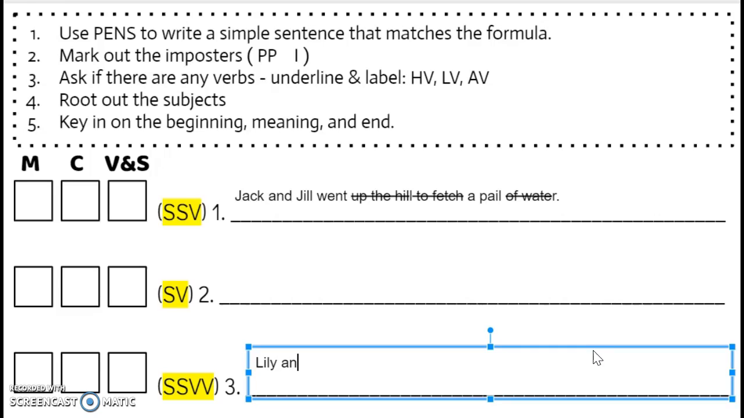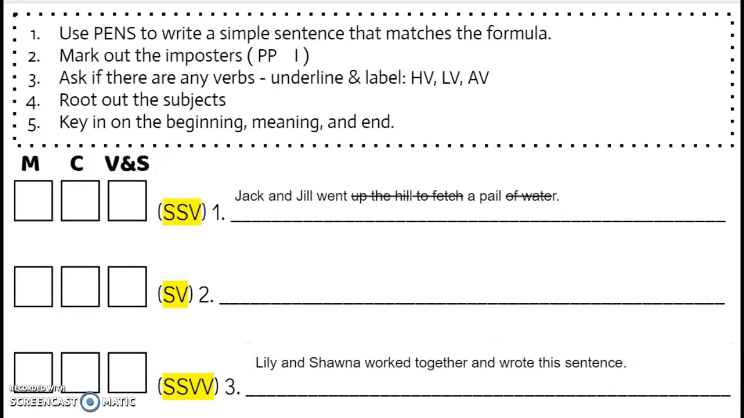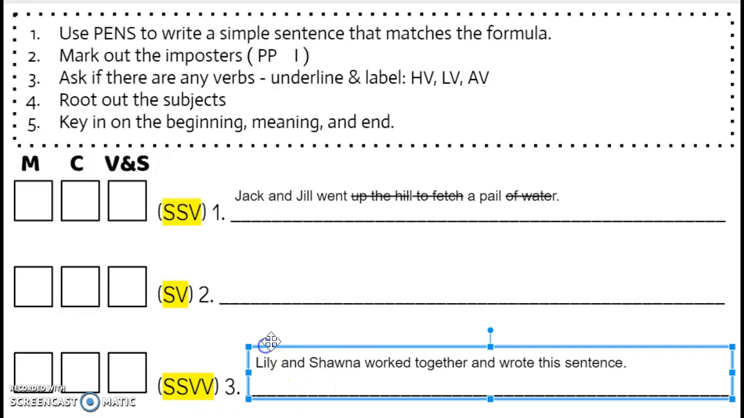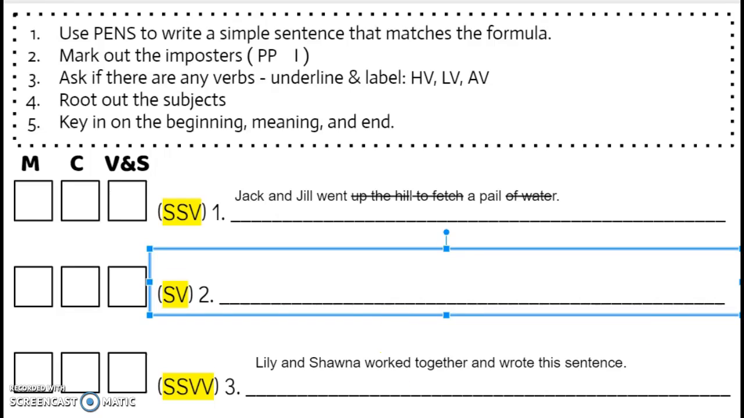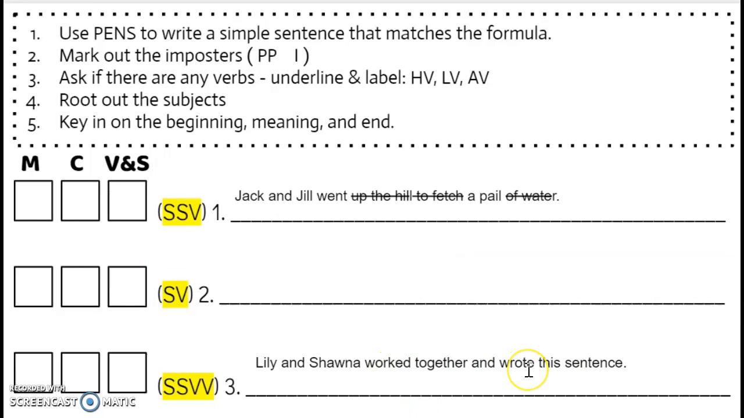Lily, and I have to have two subjects. So Shauna, I guess you can probably guess who wrote this sentence. And we needed two verbs this time. What did they do? They worked together and wrote this sentence. This time there are no imposters. We have some descriptive words, but there aren't any imposters. So I'm going to go back and look for my subjects. I should have two of them labeled, Lily and Shauna. And what did they do? They worked and wrote.